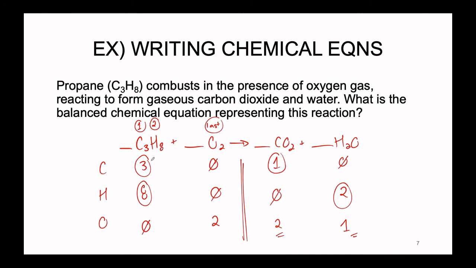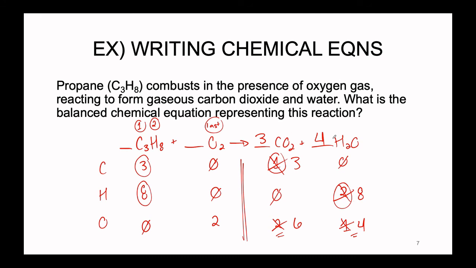All right, so let's start with our carbon first. We can see that there are 3 carbons on the left, only 1 on the right. So let's scale this up, giving us 3 carbons and now a total of 6 oxygens underneath carbon dioxide. Then if we move on to hydrogen next, we can see we're starting with 8 and ending with only 2. So we're going to have to scale this up by a factor of 4, giving us 8 hydrogens and 4 oxygens underneath the water.